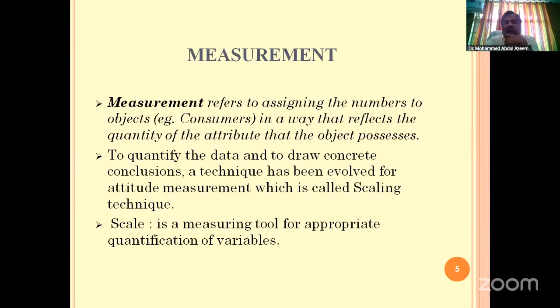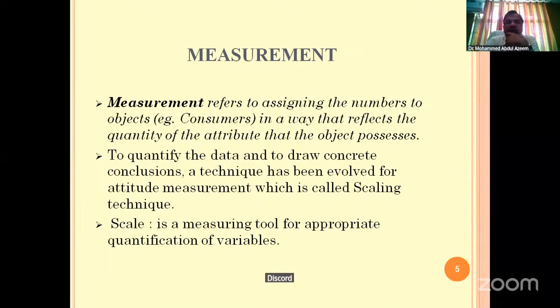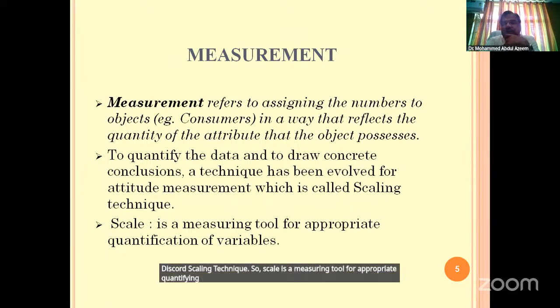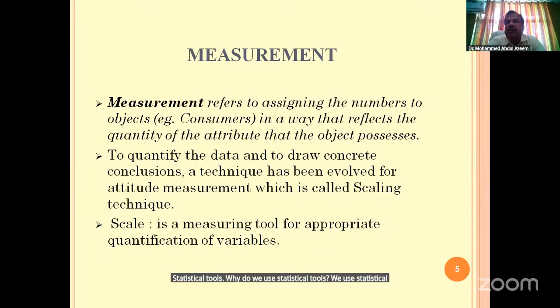To quantify the data and draw concrete conclusions, a technique has evolved for attitude measuring, which is called scaling technique. So, a scale is a measuring tool for appropriate quantifying of variables. Scaling is changing the qualitatives to quantitatives. Why do we change to quantitatives? We can use statistical tools. Why do we use statistical tools? We use statistical tools to have evidence for the solution. So this is the measurement.